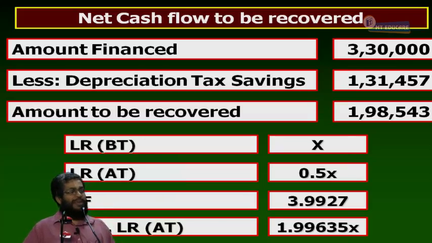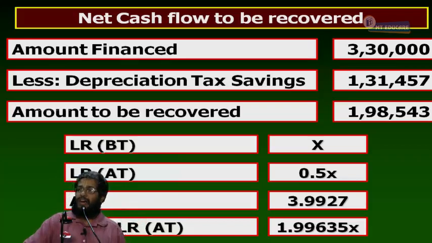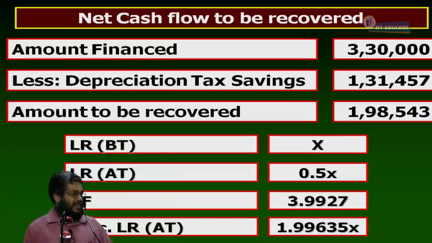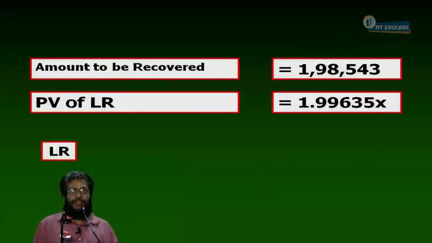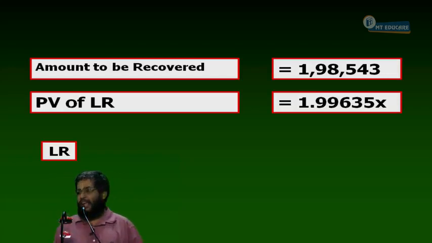For 8% to be the IRR, discounted lease rental should be equal to the amount to be recovered. So 1.99635X is equal to what? 198,543.